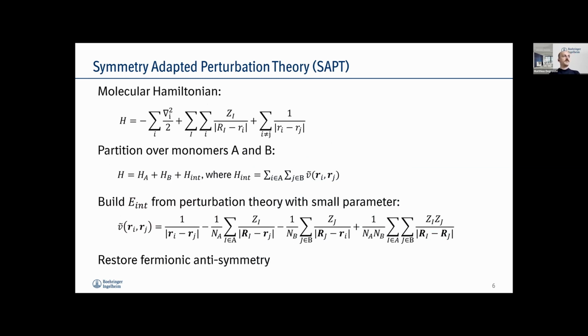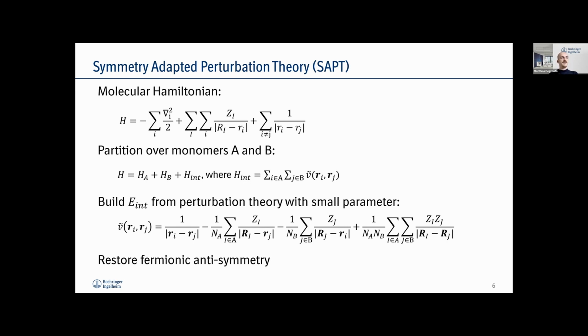And what's special about that is that instead of doing the decomposition on the energy level, you do it on the Hamiltonian level. So you split the Hamiltonian in terms that act on the electrons on monomer A and monomer B, and then you are left over with a tiny part of interaction Hamiltonian, and that's what's in this V tilde.